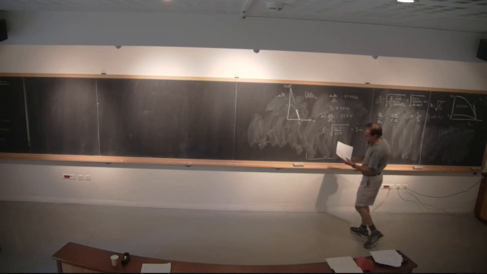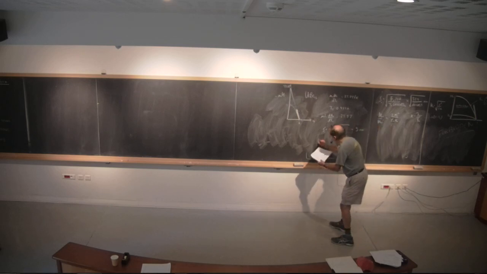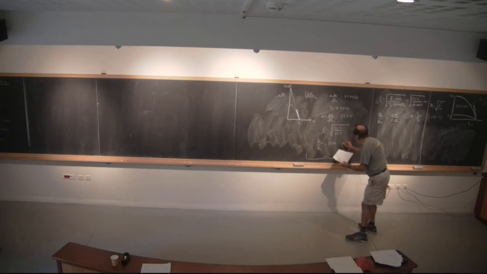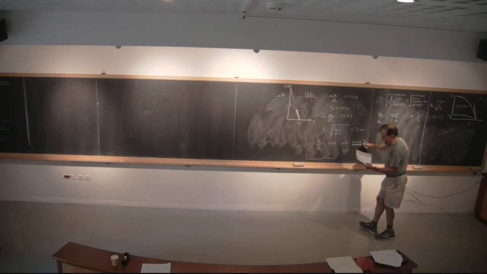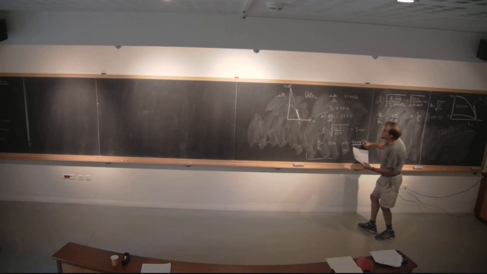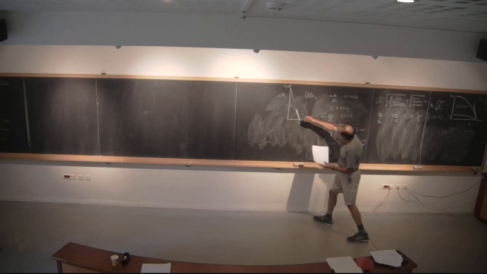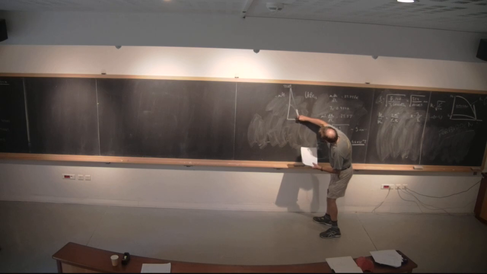Okay, and Hc2 over Hc1 is actually 5,174. Mu naught Hc1 is 4.6 times 10 to the minus 3 Tesla. Okay, that is hugely smaller than 23.8 Tesla. You couldn't even see it on this scale here.